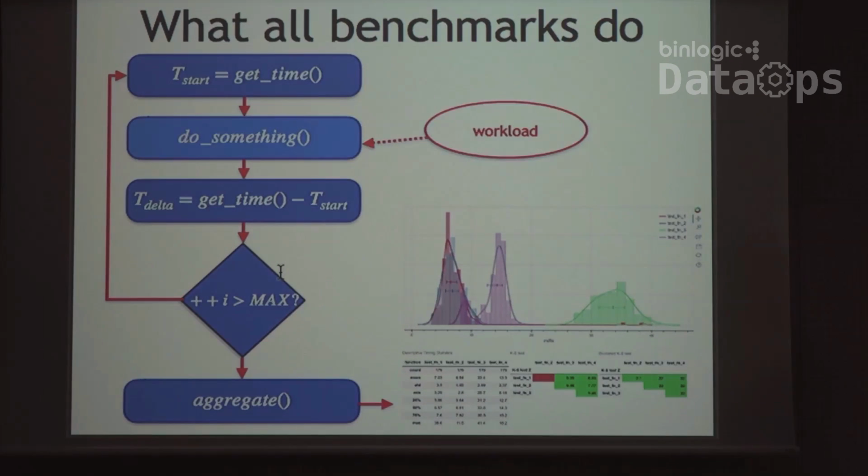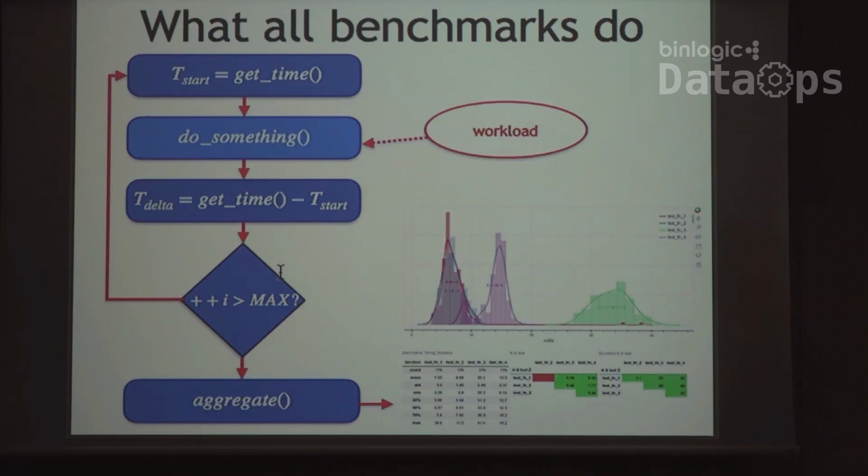The idea behind Sysbench is pretty simple. This is what absolutely all benchmarks do. They execute something in a loop, and they also calculate time deltas, the time required to execute a single iteration. And then after a certain number of iterations, they aggregate all the statistics to produce some nice looking reports like that one. And the only thing which is different across all benchmarks is that highlighted part: do something. This is what defines the workload. This is what defines what we actually want to benchmark, right?